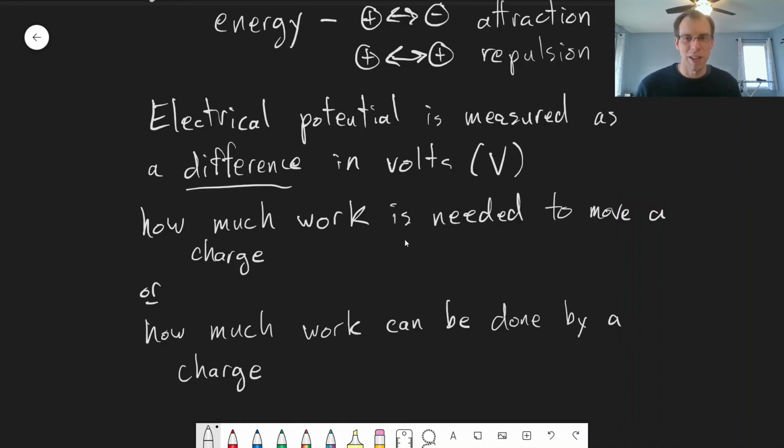All right, so in the next video, we'll talk about what these two different measurements can tell us about chemical reactions.